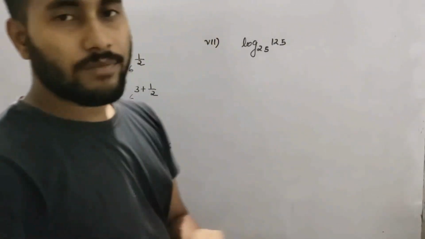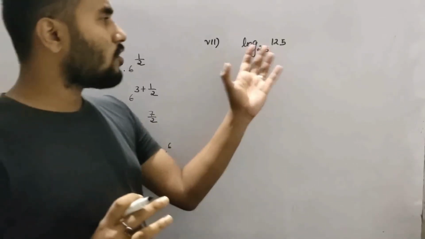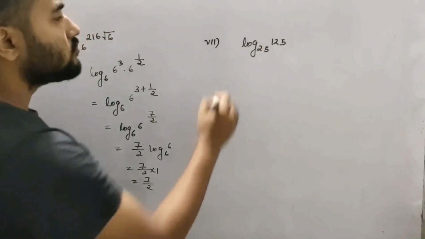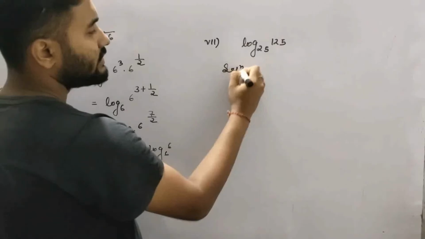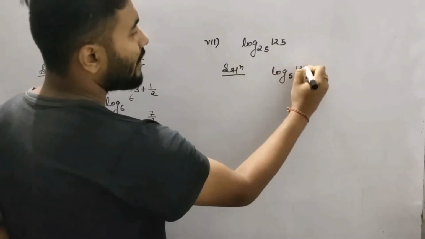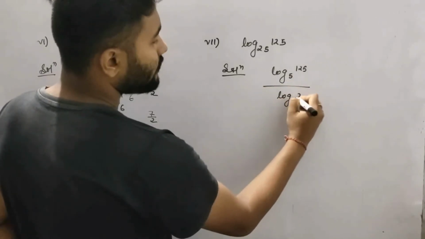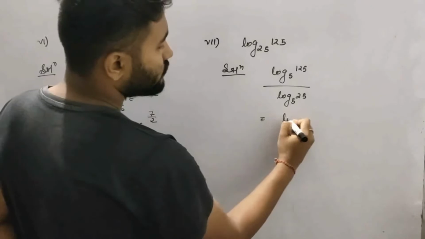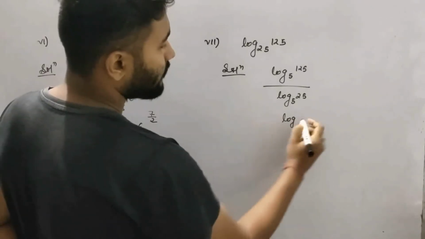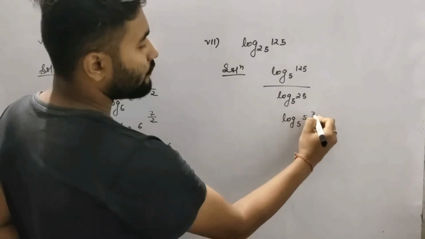So let us apply change of base then. Change the base to 5. Very simple. The common link is 5. So solution: change of base, change the base to 5. That is log 125 base 5 over log 25 base 5. So log 125 is how much? 5 cube, right? This is 5 cube.